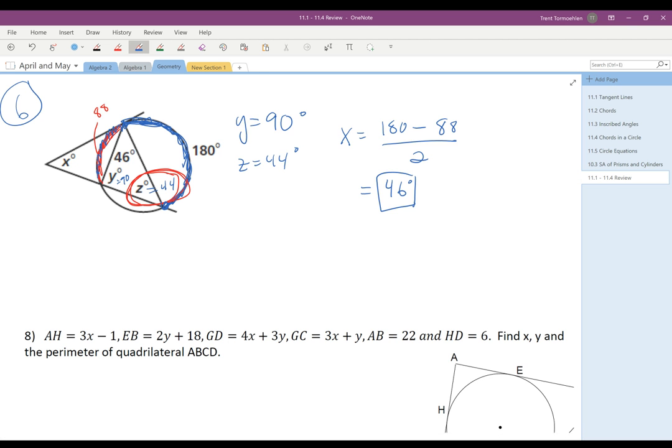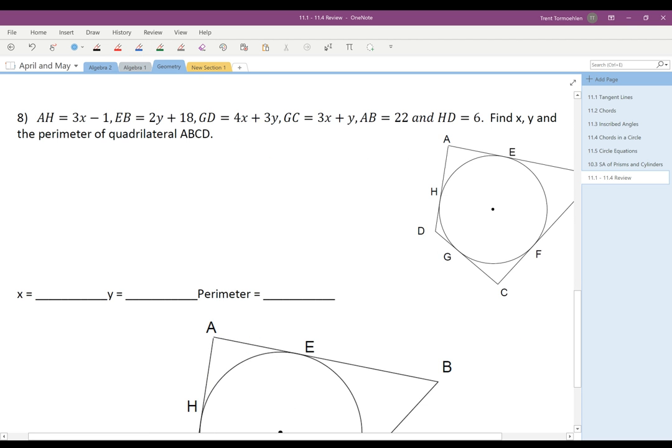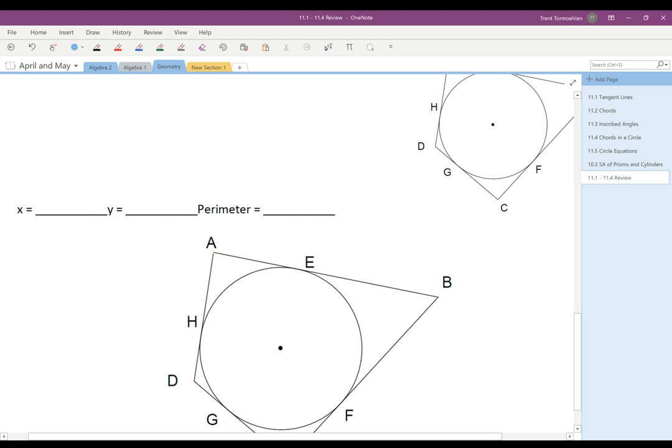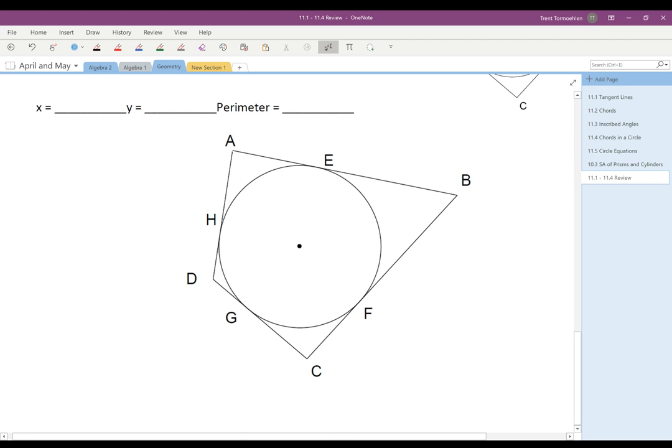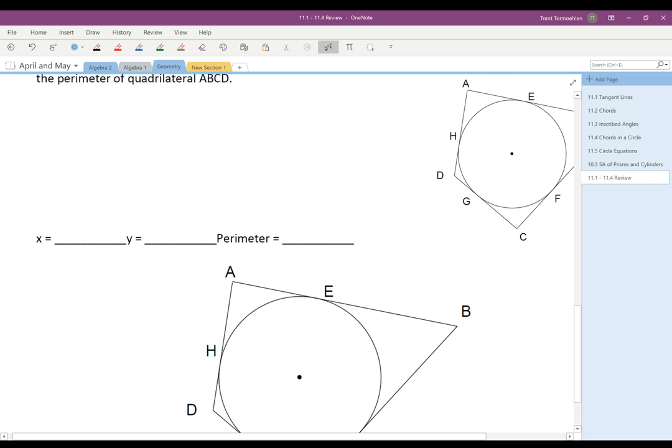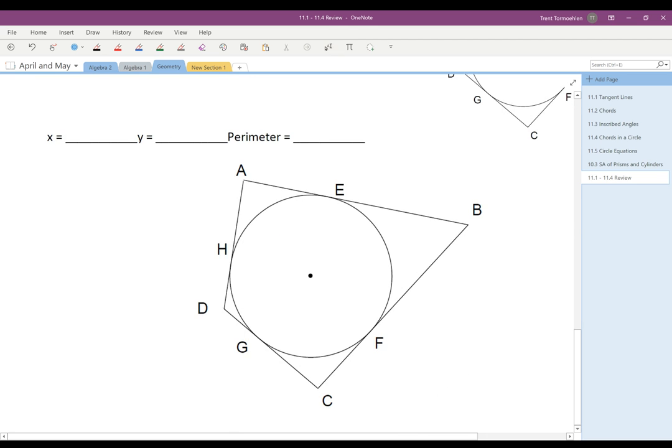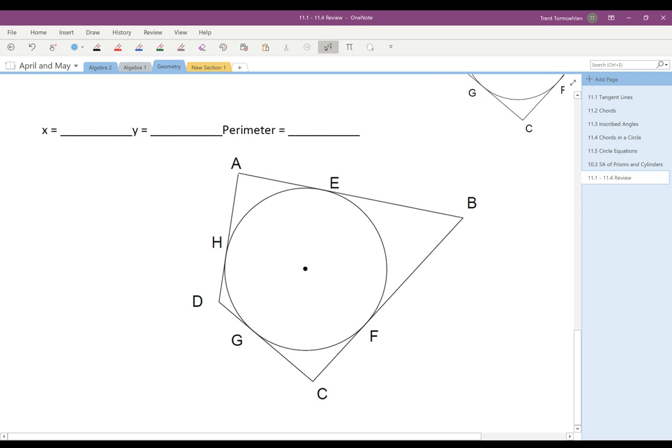All right, looking at number 8. Number 8, I went ahead and blew the picture up from what was on your sheet just so that we can really see what's happening. And so when we're doing this problem, the key geometric principle that we're going to apply is that the distance from a point to the two tangent points, if you draw in the two tangent lines from that point to a circle, is always the same.